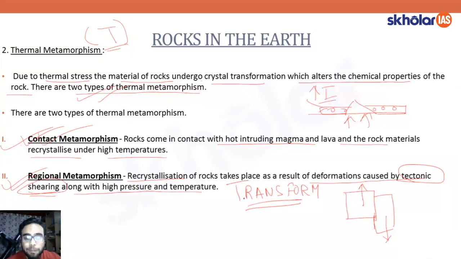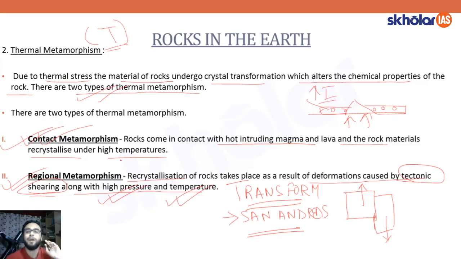And what was an important example? It was San Andreas, if you go back to the chapter on plate tectonics theory. Fine, which is found along which coast of America? It is found near the west coast of America. Fine. So in these areas where the tectonic plates are sliding past each other, these will come under the role of increasing pressure and temperature, causing regional metamorphism. Understood the difference between contact metamorphism and regional?